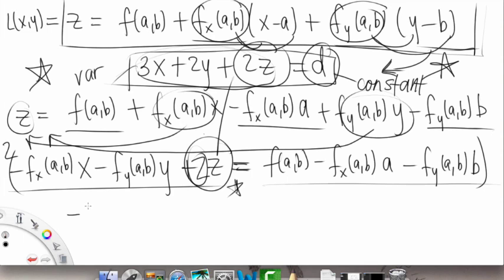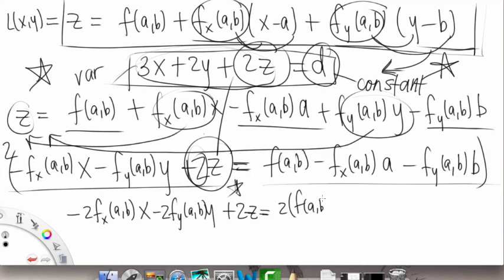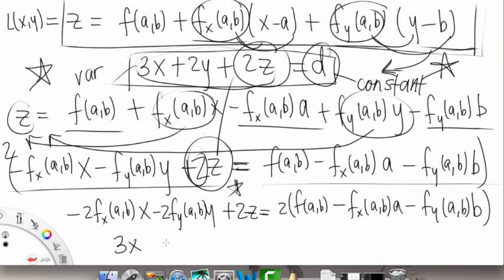So let's do so, and we get a negative 2 f sub x at ab times x minus 2 f sub y of ab times y plus 2z. So we get that 2 there, so that's good. And then we get equals 2 times all of this stuff on the right side, f of ab minus f sub x at ab times a minus f sub y at ab times b. Okay, so now what we see, again, I'll rewrite this equation down here on the bottom. So we have 3x plus 2y plus 2z is equal to some constant d. So we see that these two z's now match up, so that's good.